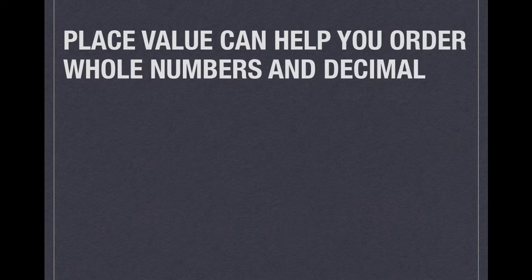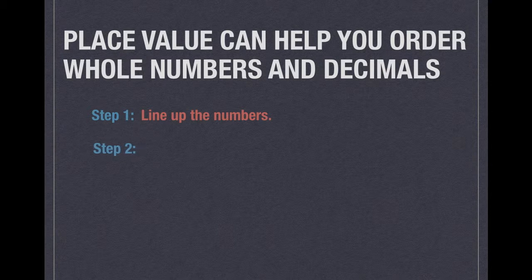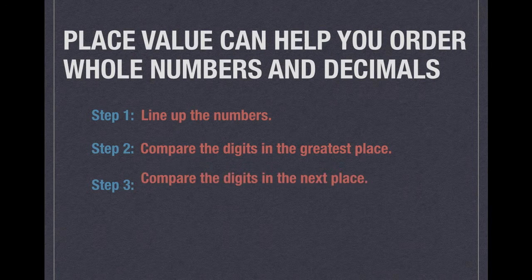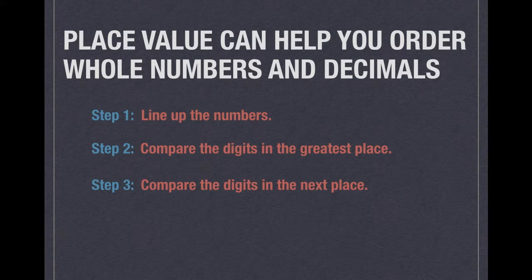One method we are going to use to compare numbers and order them is place value. The first step is to line up the numbers. Second step, compare the digits in the greatest place. And the third step is to compare the digits in the next place. So let's look at this in action.